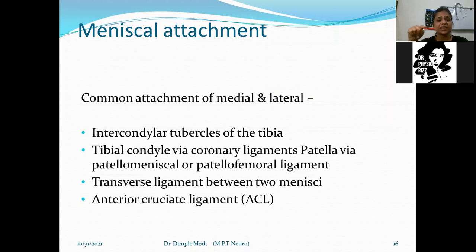Anteriorly, the menisci are connected to each other by the transverse ligament. Both menisci are attached directly or indirectly to the patella by the patellomeniscal ligament. Common attachments of the medial and lateral menisci: intercondylar tubercles of the tibia, tibial condyle by the coronary ligament, patella via patellomeniscal and patellofemoral ligament, transverse ligament between the two menisci, and anterior cruciate ligament.